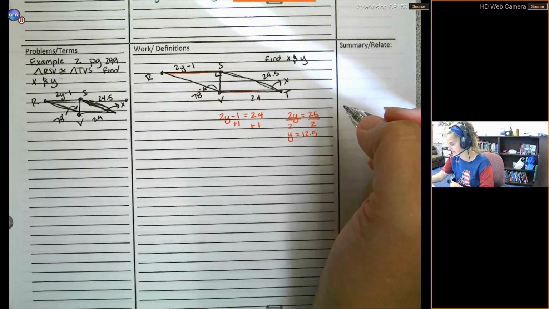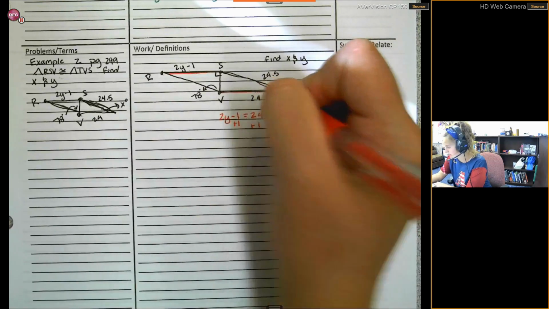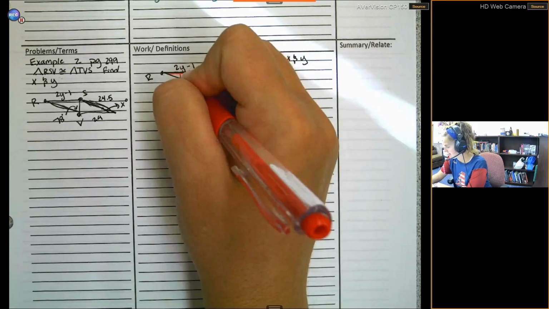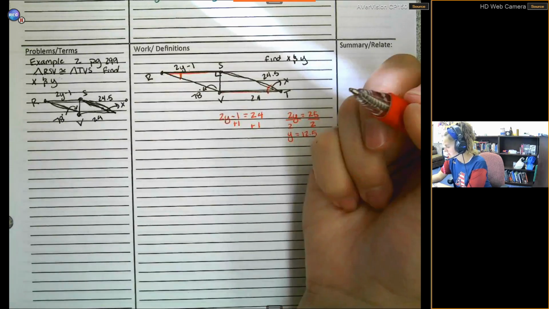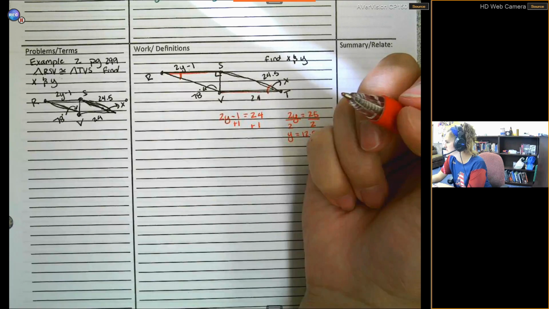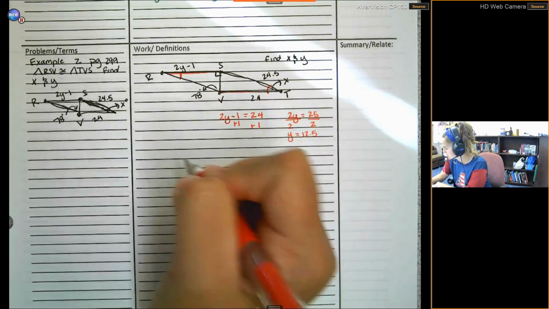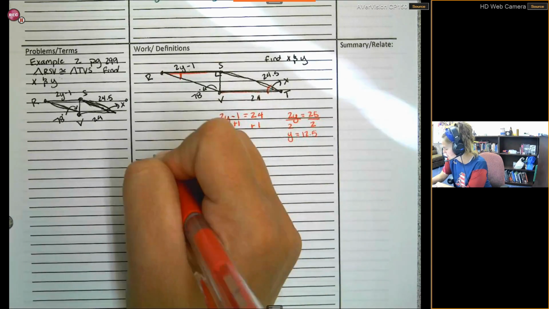Okay, we need to do the same thing for x. So x is here. What would be the corresponding angle of that? R, right? Okay. Do we know R? We could figure it out. How? Okay.